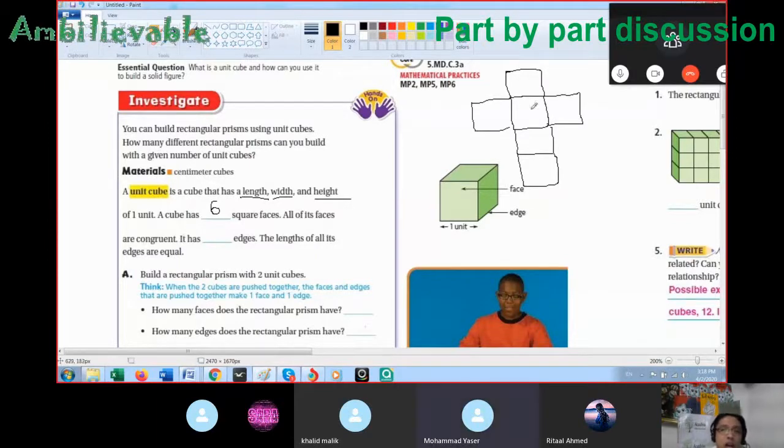Okay, it has how many edges? When we talk about edges, the edges are the corners. Okay, let us count. Let me give you a different color. Okay. 1, 2, 3, 4, 5, 6, 7, 8, 9, 10, 11, 12. Those are the edges of your cube. Okay. Edges are equal.